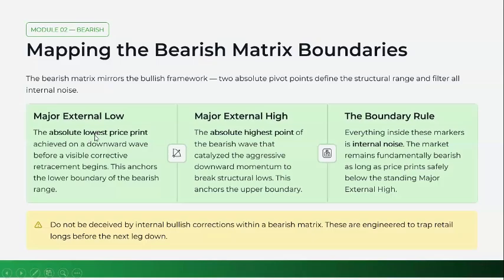So we have mentioned major external low, major external high, and the boundary rule. Everything inside these markets is internal noise. The market remains fundamentally bearish as long as price prints safely below the standing major external high. We have seen how to identify those external highs and lows. We have identified them. Let's move on to the next slide.